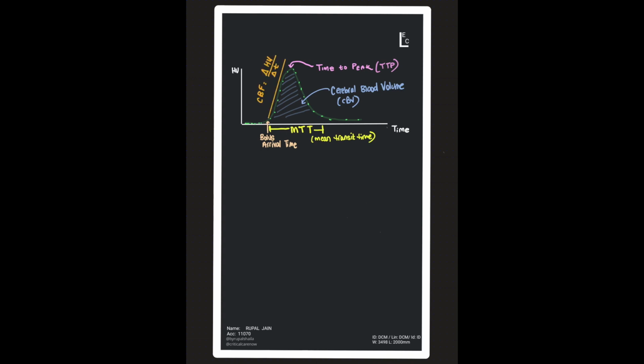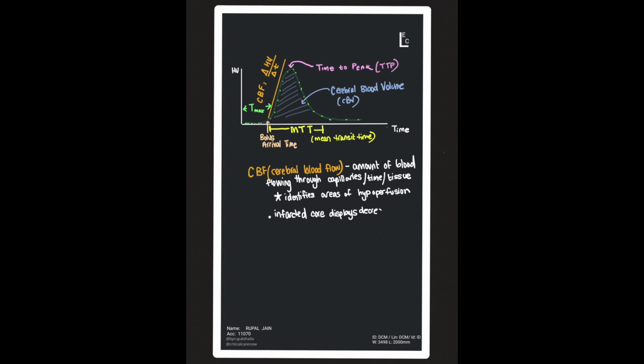The first is cerebral blood flow, which is obtained by measuring the slope, and Tmax, which is the time it takes to get to this max slope. Now, to conceptualize cerebral blood flow, think of this as the amount of blood flowing through the capillaries per unit time per unit tissue. When cerebral blood flow is low, this corresponds to areas of hypoperfusion, and specifically infarcted core displays decreased cerebral blood flow by 30%.